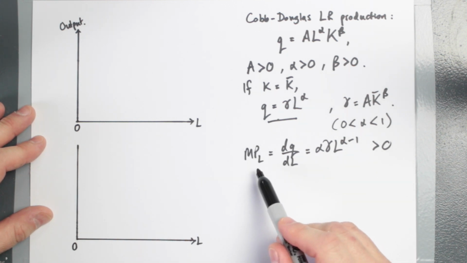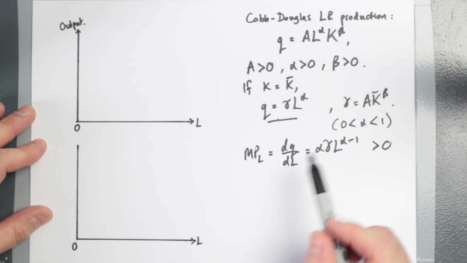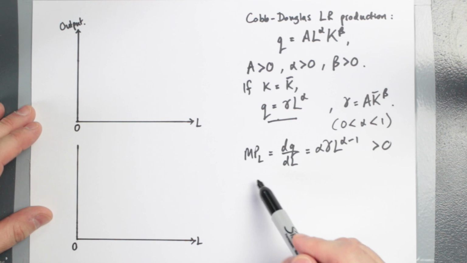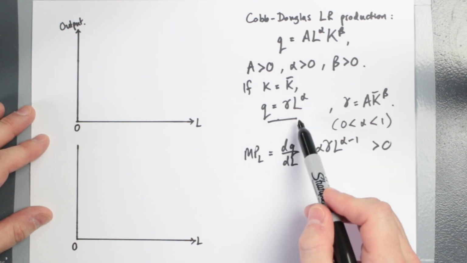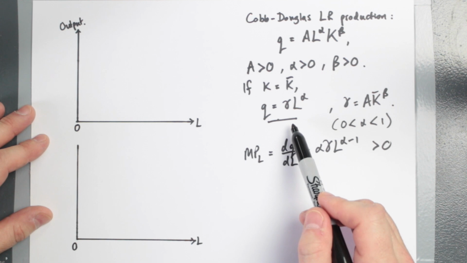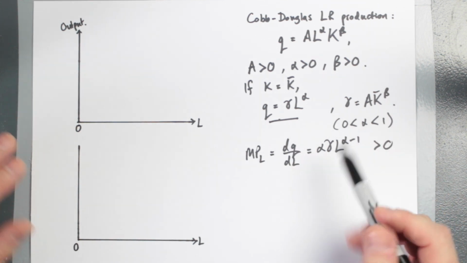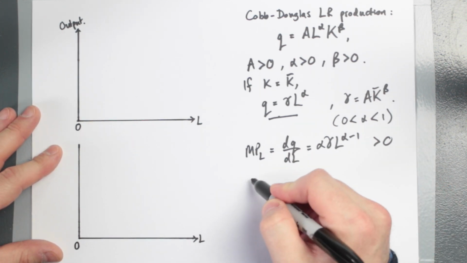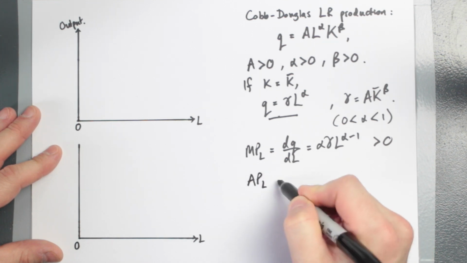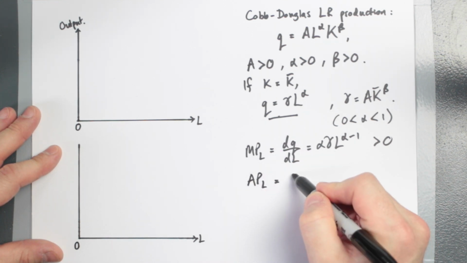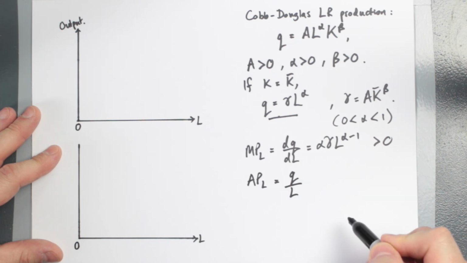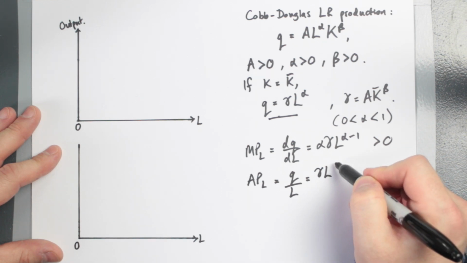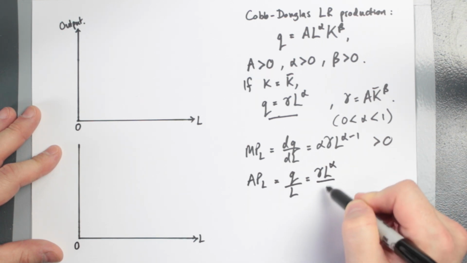So what does that tell us? If the marginal product of labour is always positive, it tells us that our short-run production function is always increasing. Okay, if the marginal product of labour were negative, I would have a decreasing part of this short-run production function, which is fine in general, but it doesn't happen in this case. Okay. What about the average product of labour? So the average product of labour in this case, how would we find that? We would take Q and divide it by L. Or alternatively, we would take gamma times L to the power alpha and divide it by L.